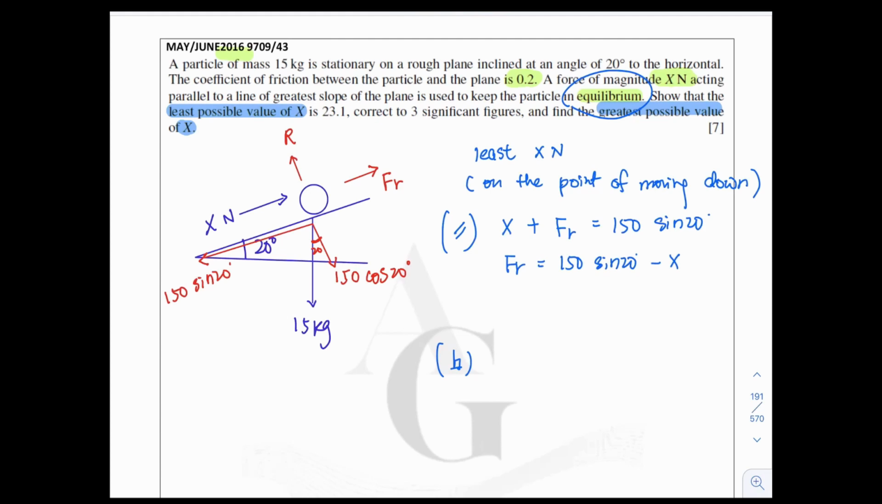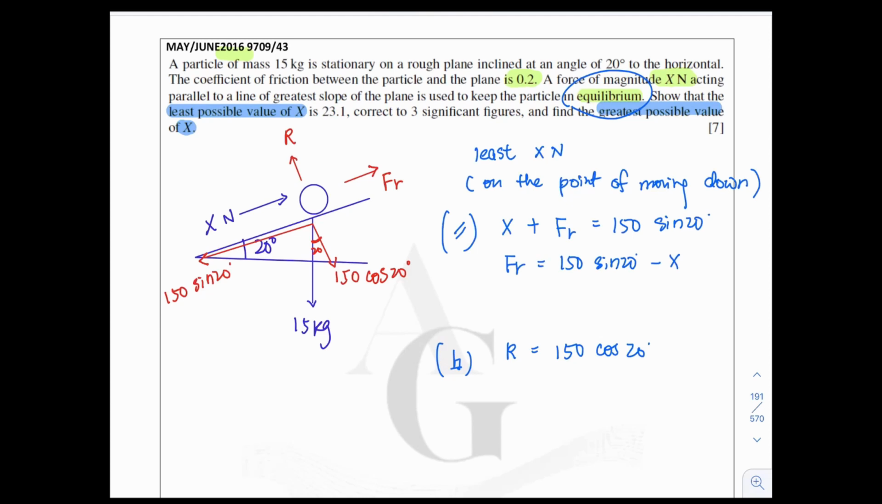As for the perpendicular direction forces, what forces do we have? We have the R and the mg cos theta. So the upward force should be equal to the downward force because the particle is in equilibrium. So from here we can conclude that R is equal to 150 cos 20.